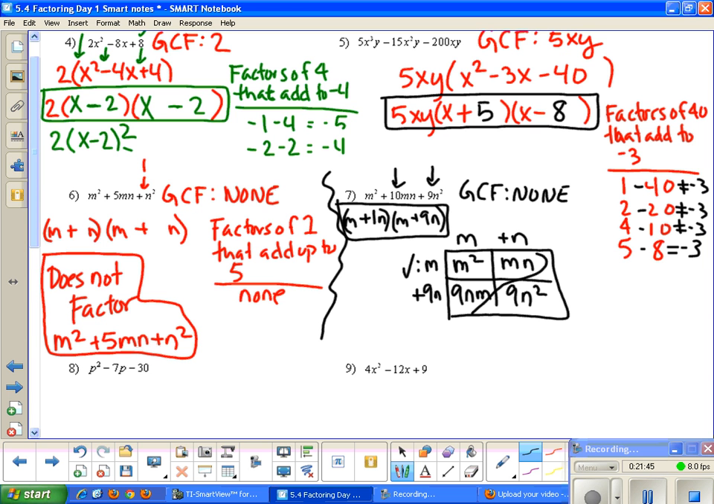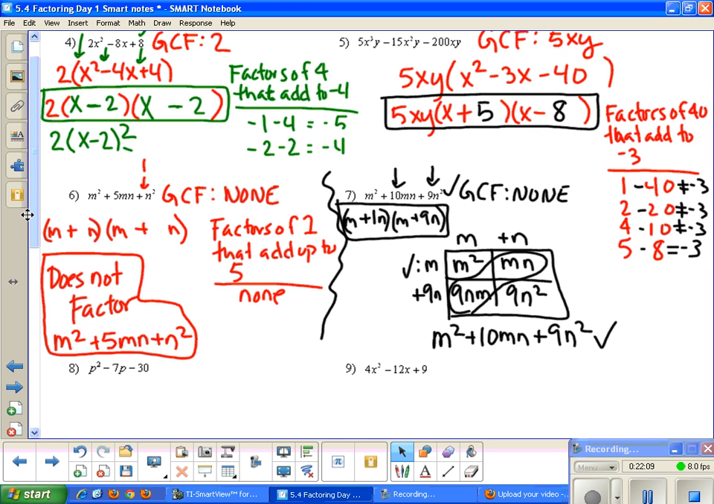So these are like terms even though I didn't write the variables in the same order. They are like. So I have m squared. 9nm plus mn gives me plus 10mn. I usually write the variables in order of the alphabet. Plus 9n squared. Notice this checks out with this, so therefore I know that I factored correctly.